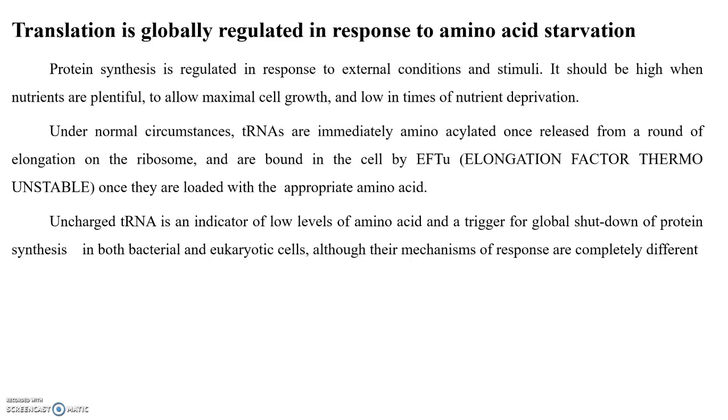Under normal conditions, the tRNAs are immediately aminoacylated, and once released from the round of elongation on the ribosome, they are bound in the cell by elongation factor EF-Tu once they are loaded with the appropriate amino acid. The uncharged tRNA is an indicator of low levels of amino acid and a trigger for global shutdown of protein synthesis in both eukaryotes and prokaryotes, although their mechanisms of response are different.